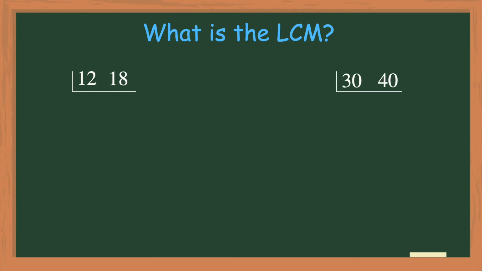Okay, let's do this. Looking at 12 and 18, I see that they share several different factors. And it doesn't matter which one I choose, and you might have chosen a different one than I did, and that is okay. You will still end up with the same LCM in the end. I chose the shared factor of 6, and I will place it outside of the ladder.